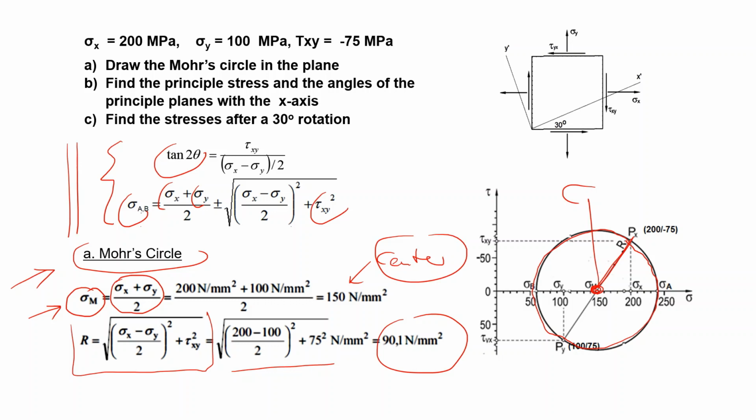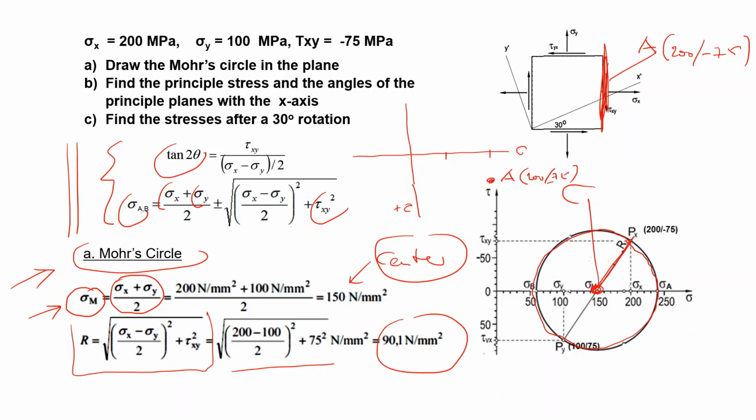Or you can do the following. You can draw your axes, sigma and plus tau, and take the points. For example, this surface has a sigma of 200 and a tau of minus 75. So if you call this surface A, it will be represented by the point 200, minus 75.